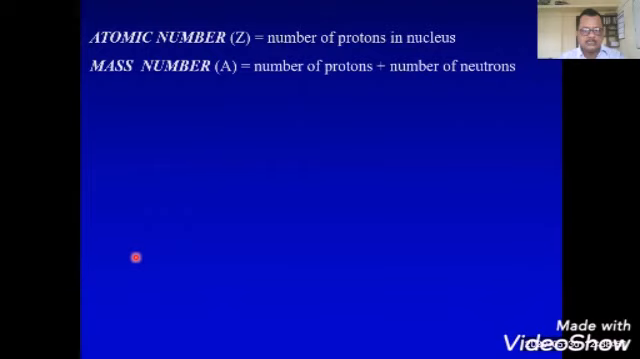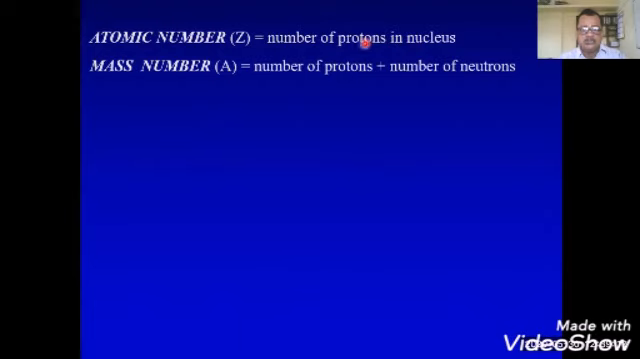Now before proceeding to the other slides, first of all I would like to give you some information regarding what is called atomic number, what is called mass number, etc. Atomic number is represented by Z, and it represents the number of protons present in the nucleus of an atom or an ion.